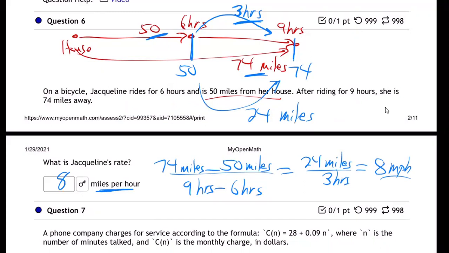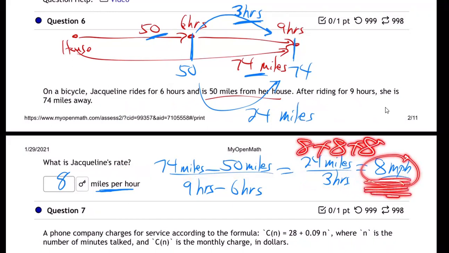We're just saying, from the 6 hour mark to the 9 hour mark, she rode for 3 hours and covered 24 miles, because she was 50 miles away and then 74. If you subtract those, that's 24 miles in 3 hours. So her average rate during that time was 8 miles every hour, because 24 is 8 plus 8 plus 8, 3 times 8. During that time, she rode 8 miles per hour, covering 24 miles in 3 hours.